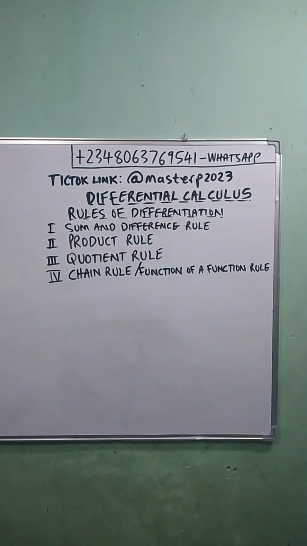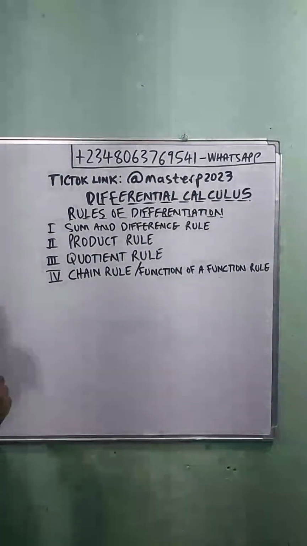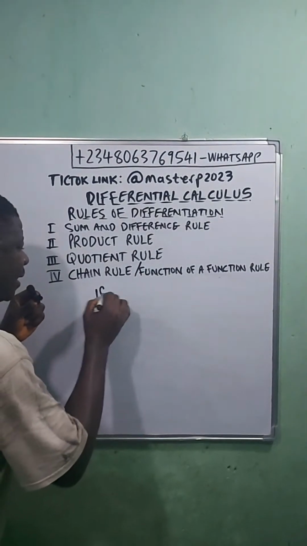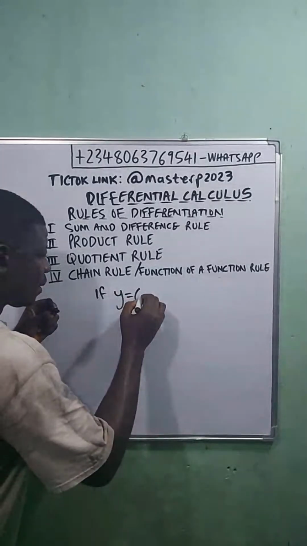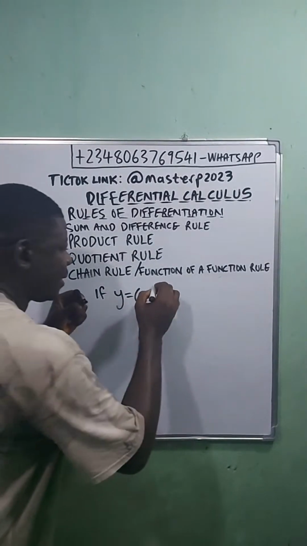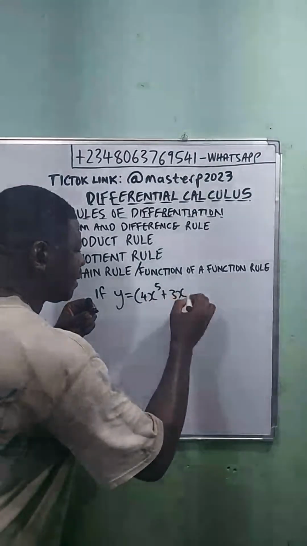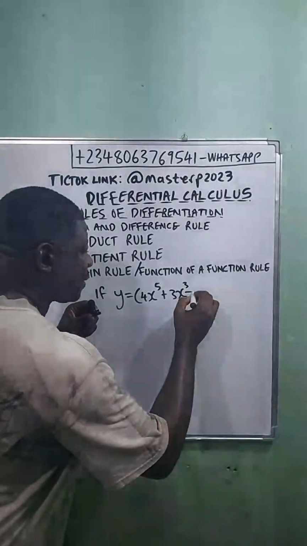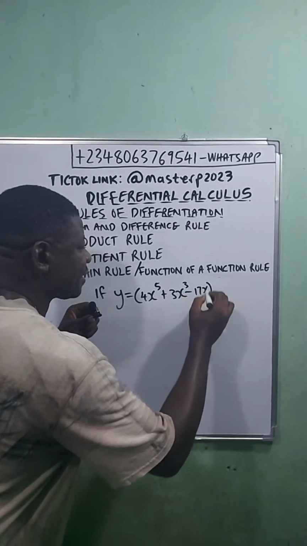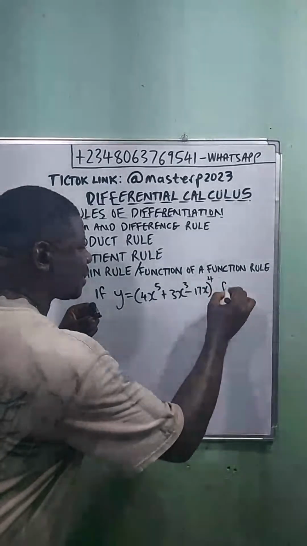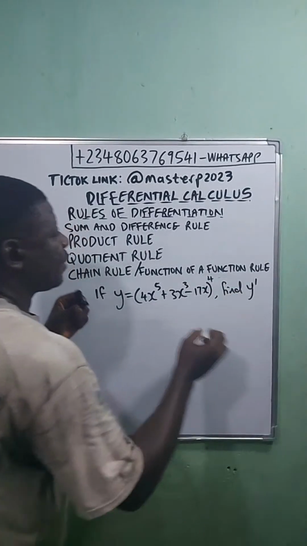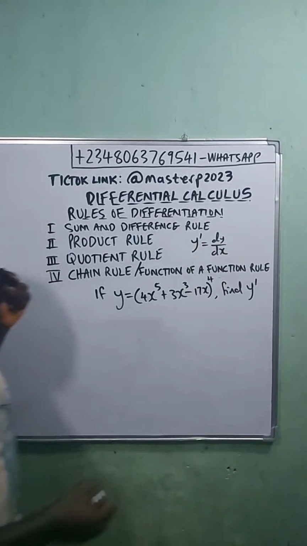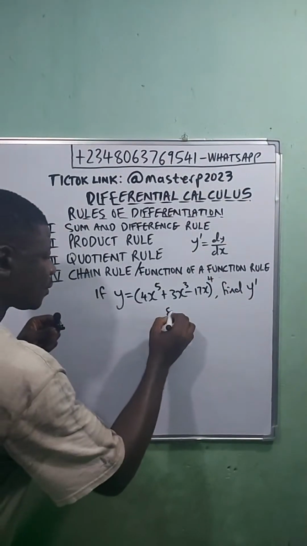Let's take another example. As we are here, we'll be rounding up in the next 2 minutes. If y is equal to, maybe, (4x raised to the power 5 plus 3x to the power 3 minus 17x) raised to the power 4, and you are being asked to find y prime. If they say you should look for y prime, it simply means dy by dx.